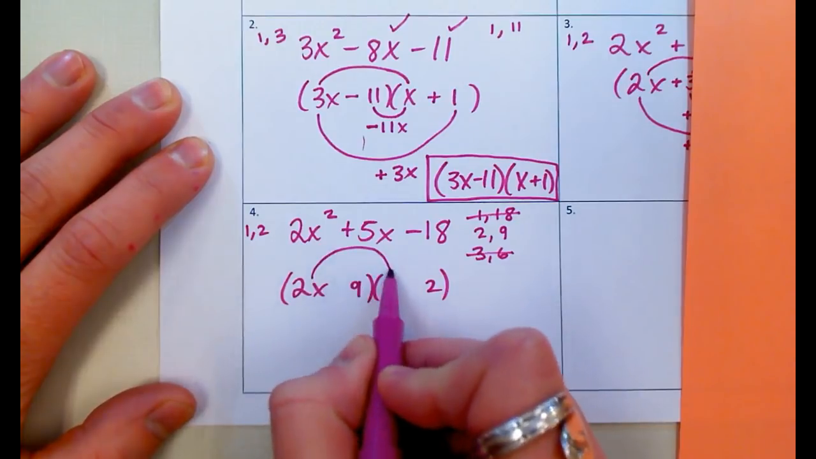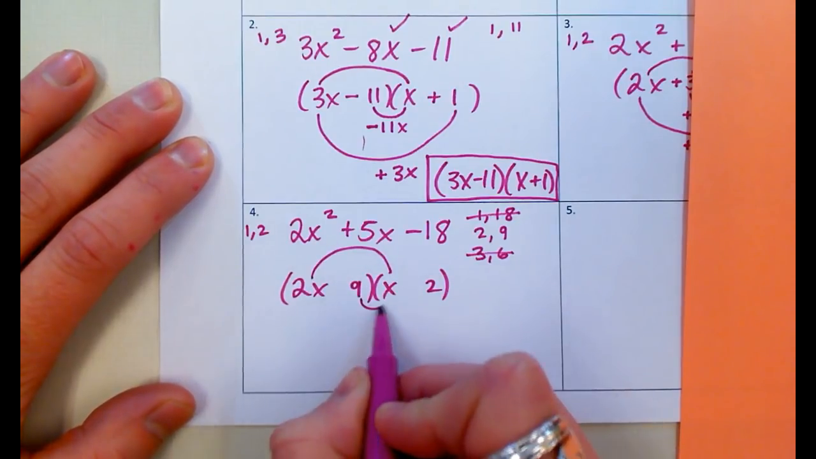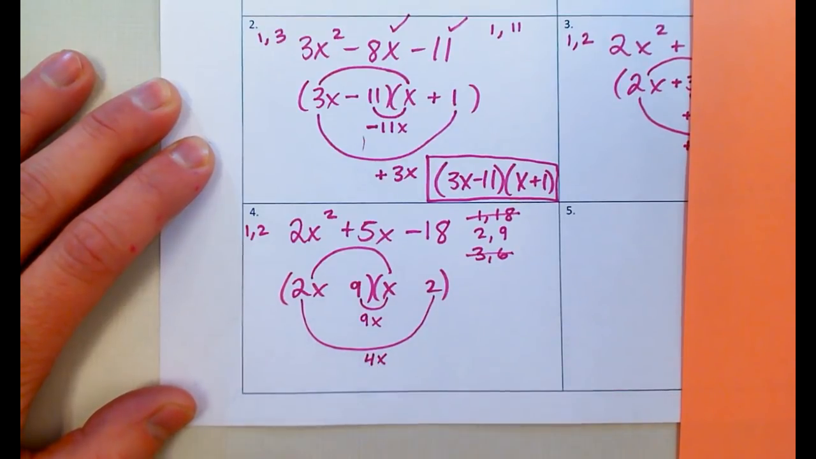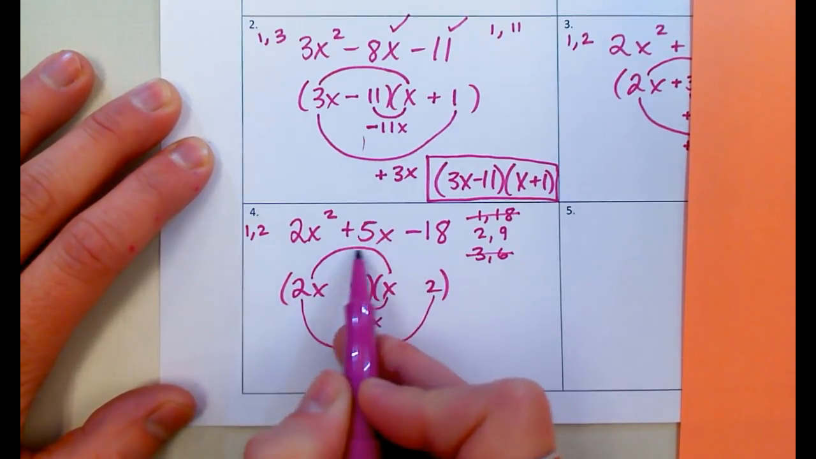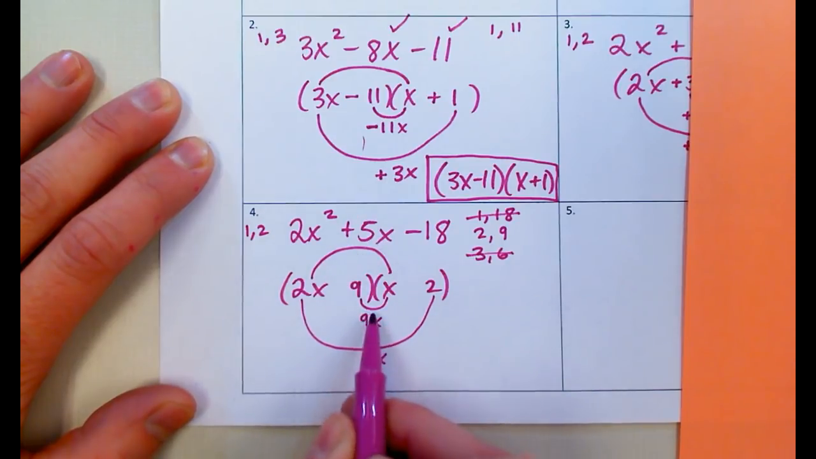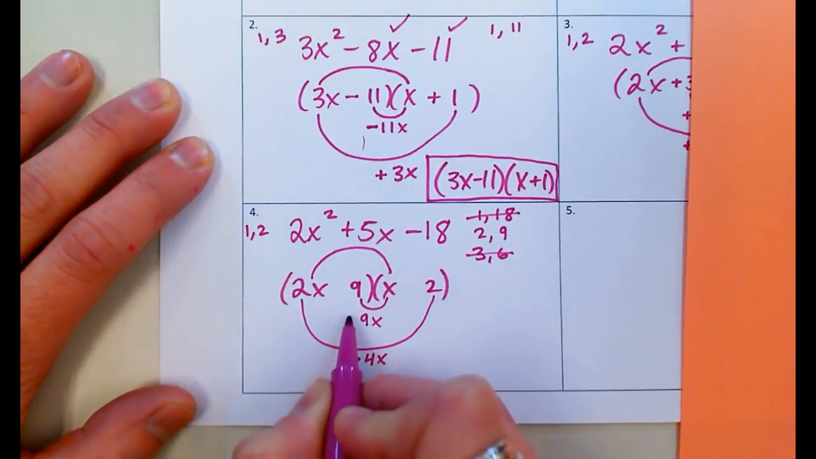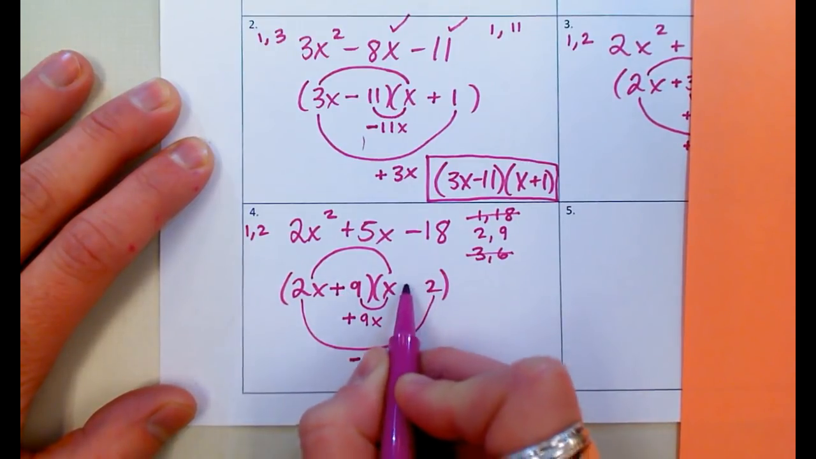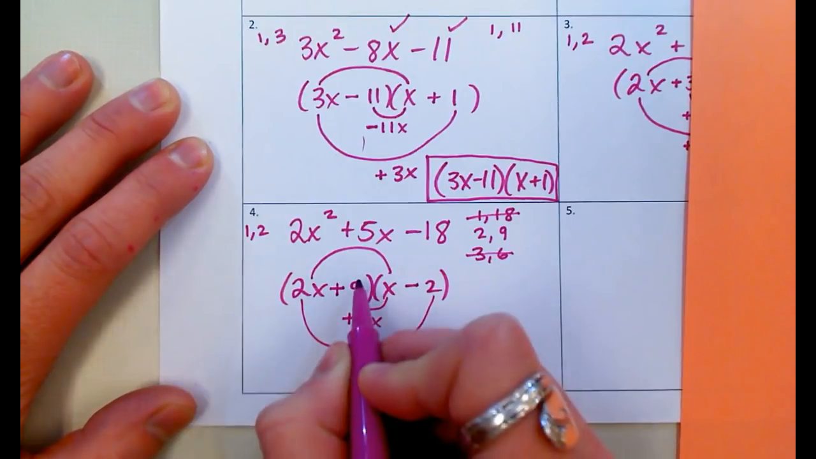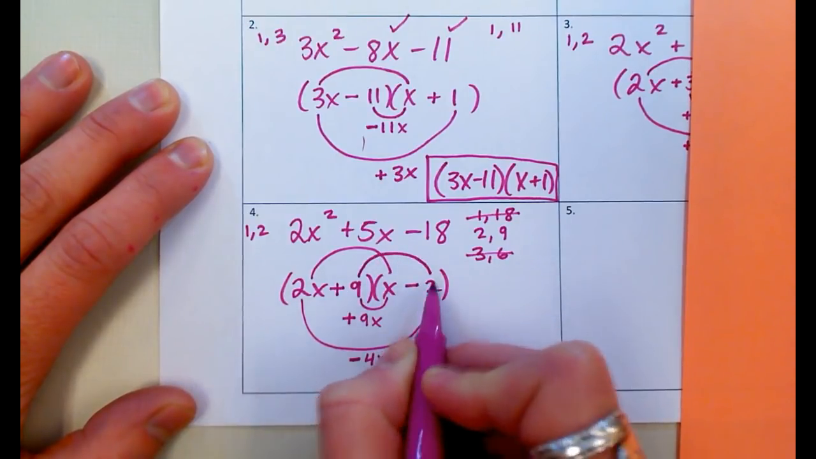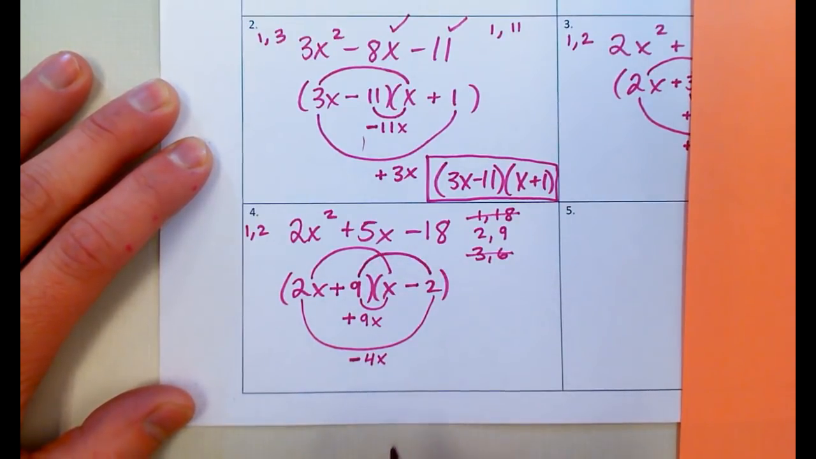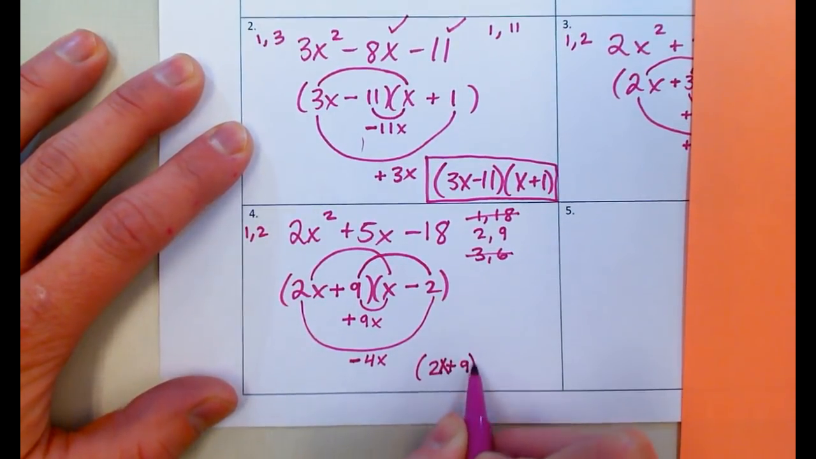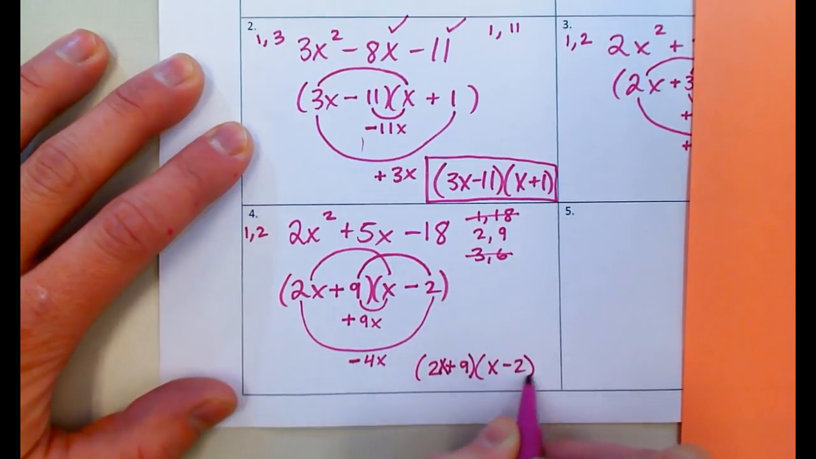So 2x times x is my 2x squared. 9 times x. 2x times 2 gives me 4x. So in order to get a positive 5, I have 9 and negative 4. So positive 9x and negative 4x, so I have a positive 9 here, which means this was a negative 2. And then checking the last one, 9 times negative 2, I get negative 18. So the two factors are 2x plus 9 and x minus 2.